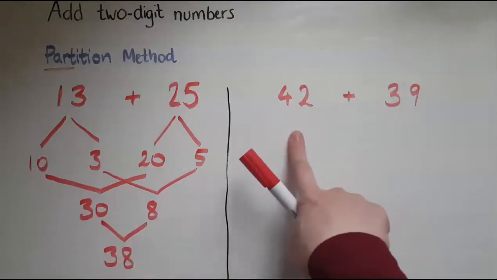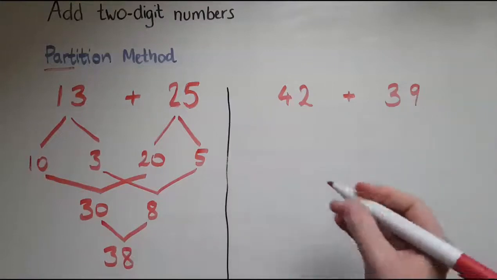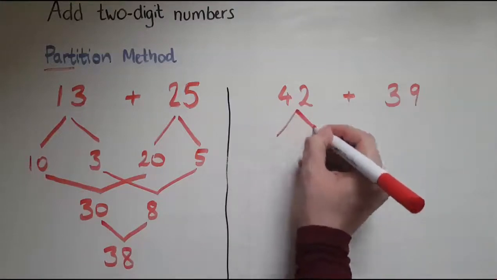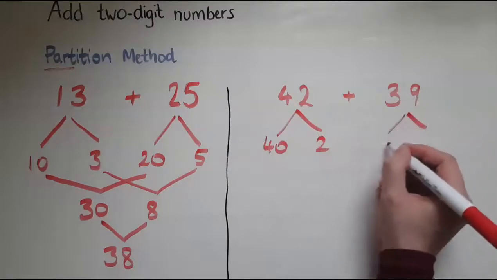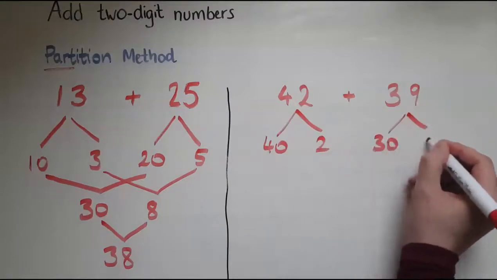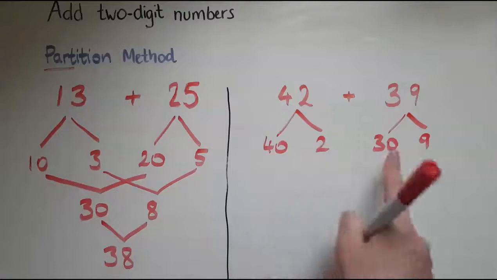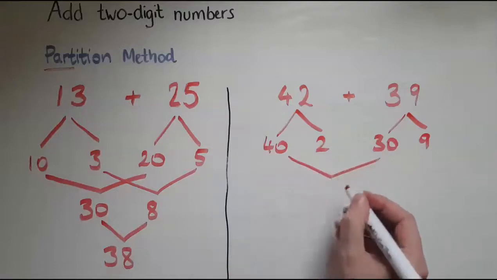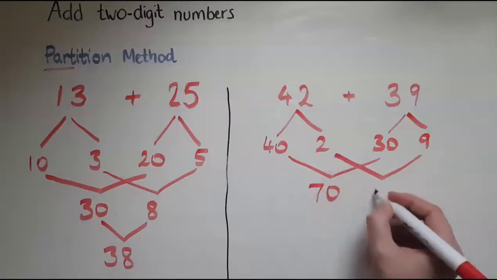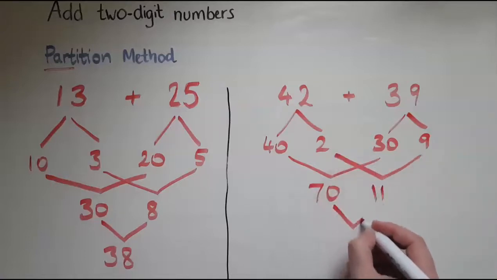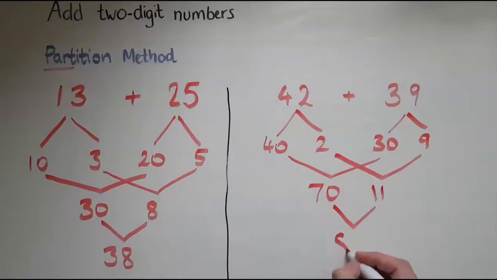Let's look at another example. We've got 42 and 39. So 42 is broken down into 40 and 2. 39 is broken down into 30 and 9. 40 and 30 makes 70. 2 and 9 makes 11. So 70 and 11 is 81. So this is how to use the partition method to add numbers.